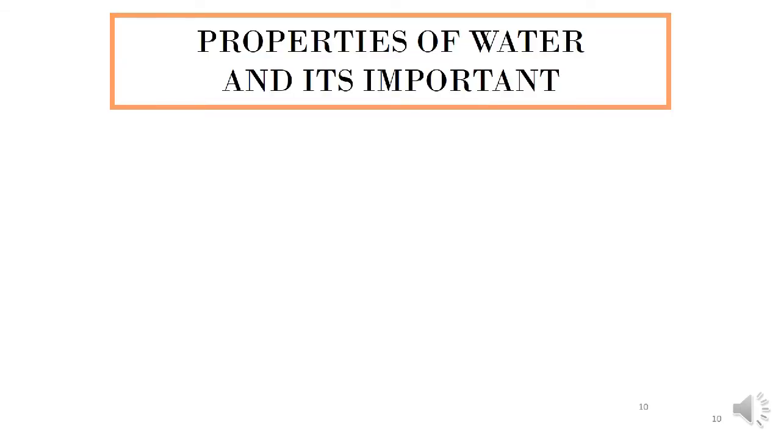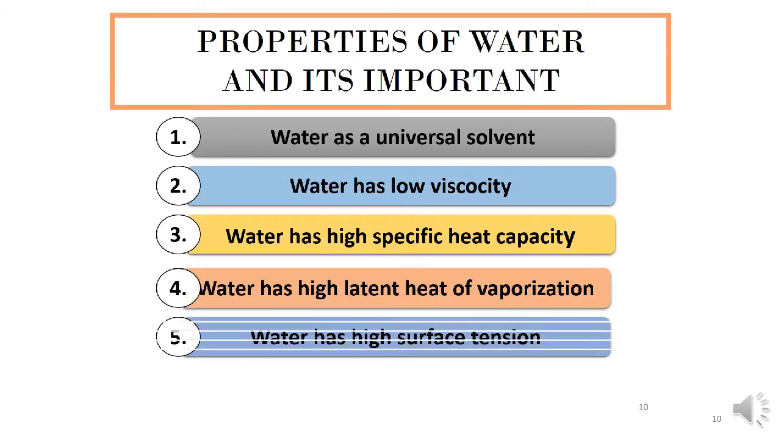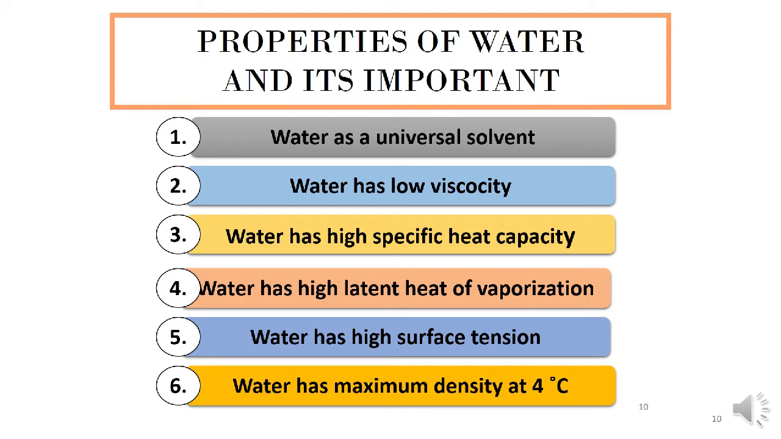Now we will be learning about the properties of water and its importance. There are 6 different properties of water that you need to learn, starting with water as a universal solvent. Water has low viscosity, water has high specific heat capacity, water has high latent heat of vaporization, water has high surface tension, and water has maximum density at 4 degrees Celsius.